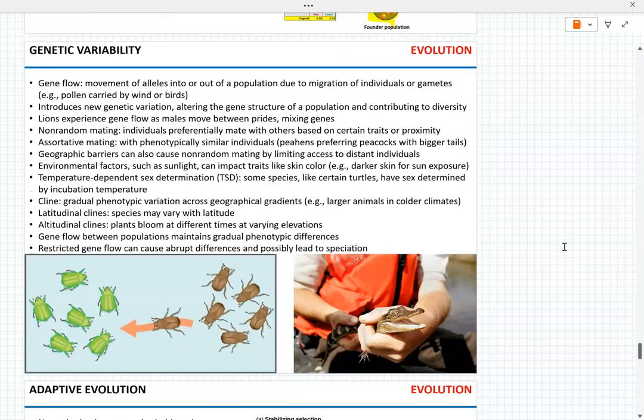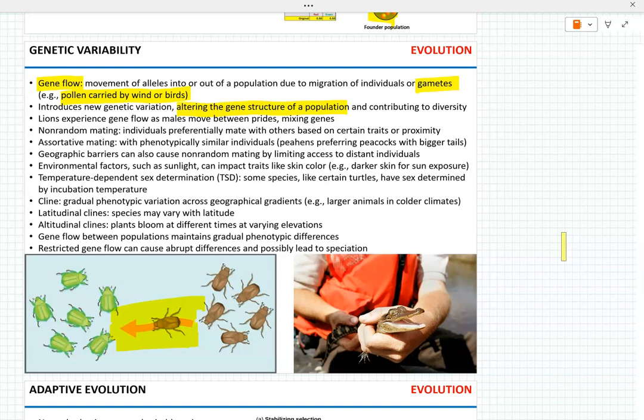Other factors that contribute to genetic variability are types of mating and gene flow. Gene flow is the movement of alleles into or out of the population. Basically, it is the migration of individuals or gametes. When we talk about migration of gametes, obviously it is relevant for plants, for example carrying pollen, not as much for animals. Gene flow alters the gene structure of the population and will increase the diversity. So this idea of the Icelandic government to invite partners from other countries with different genetic backgrounds is essentially a kind of forceful gene flow.